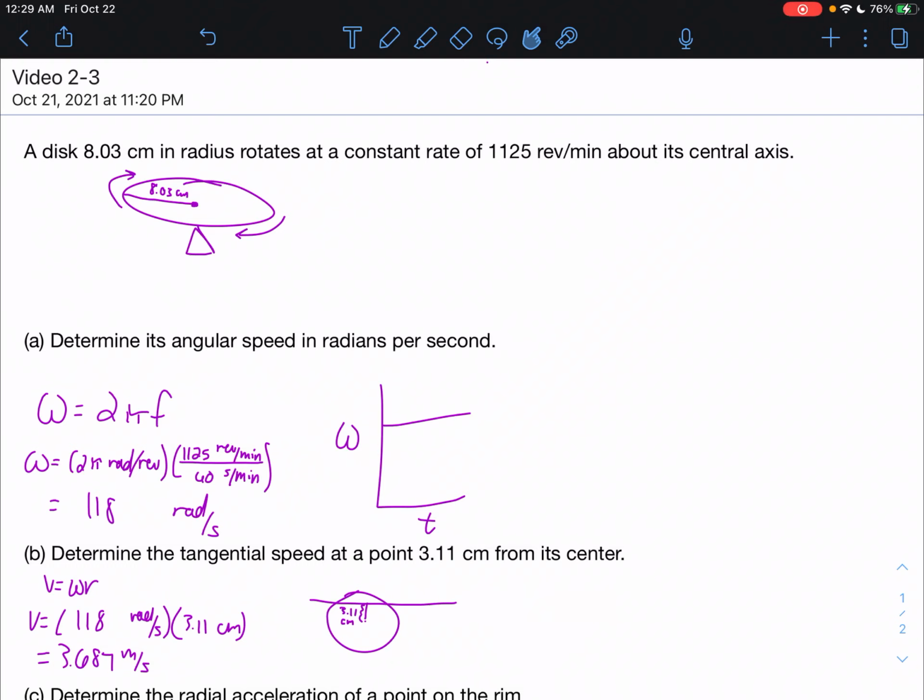A disk 8.03 centimeters in radius rotates at a constant rate of 1125 revolutions per minute about its central axis.